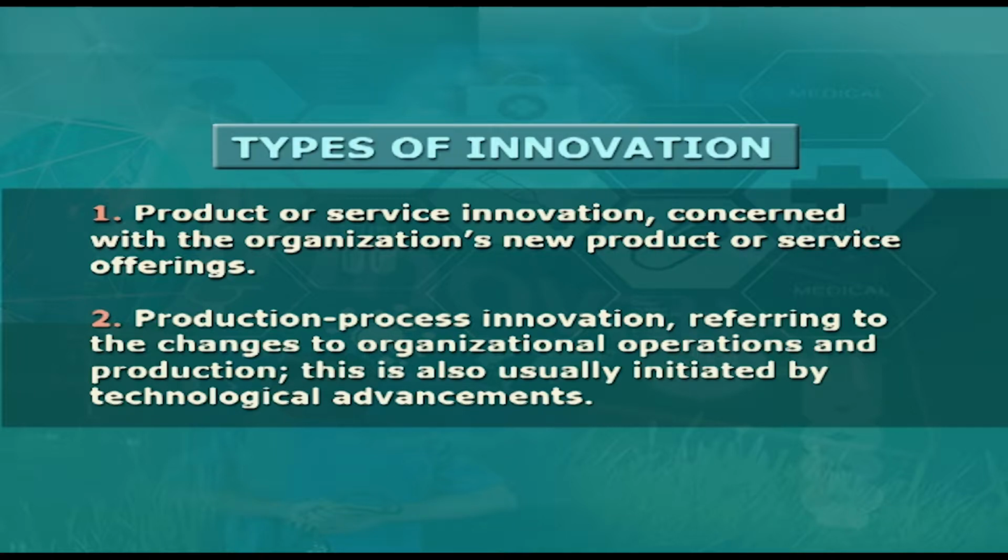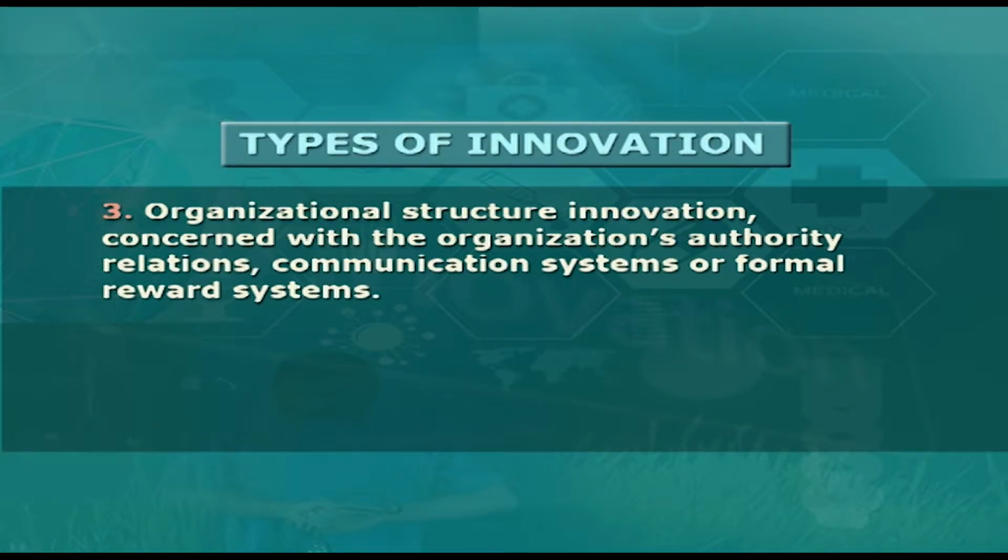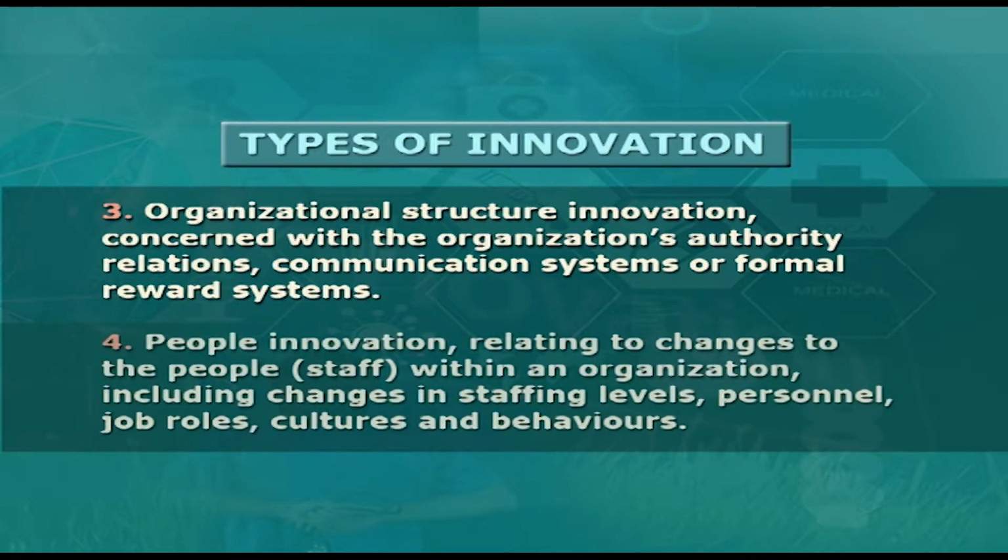Second is production process innovation, which refers to the changes to the organizational operations and production. This is also usually initiated by technological advancements. Third is organizational structure innovation, which is concerned with the organization's authority relations, communication systems, or formal reward systems. And the fourth is people innovation, which relates to changes to the people or staff within an organization, including changes in staffing levels, personnel, job roles, cultures, and behaviors.